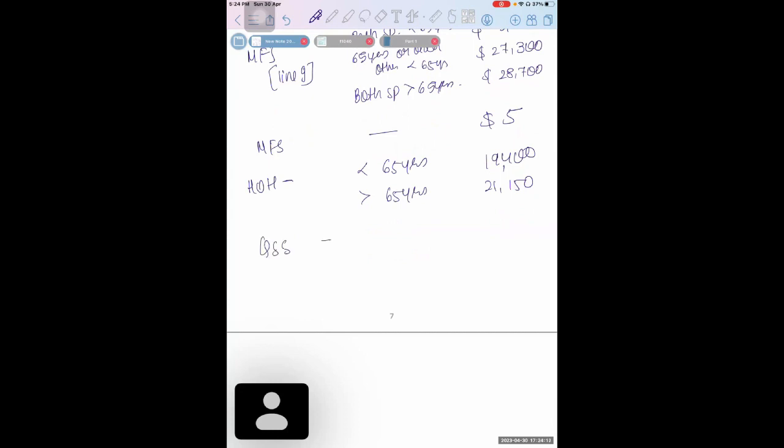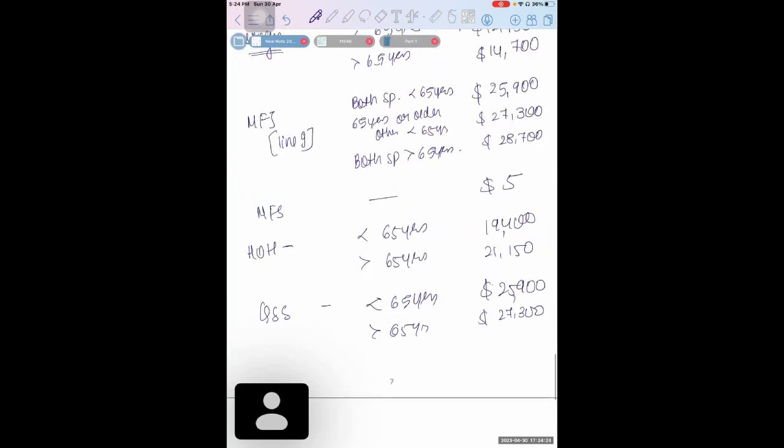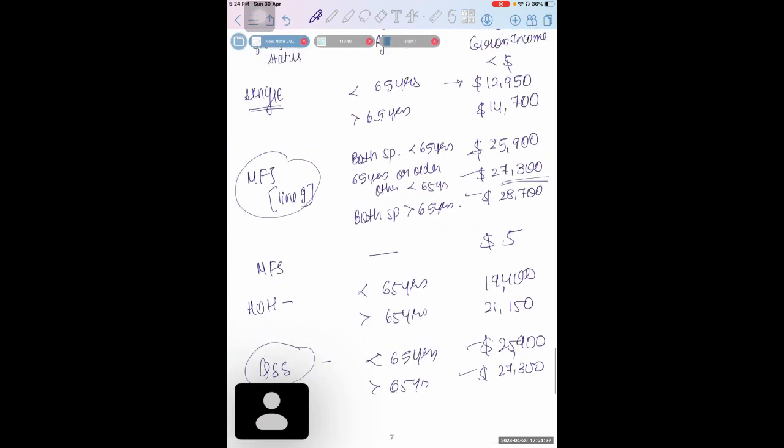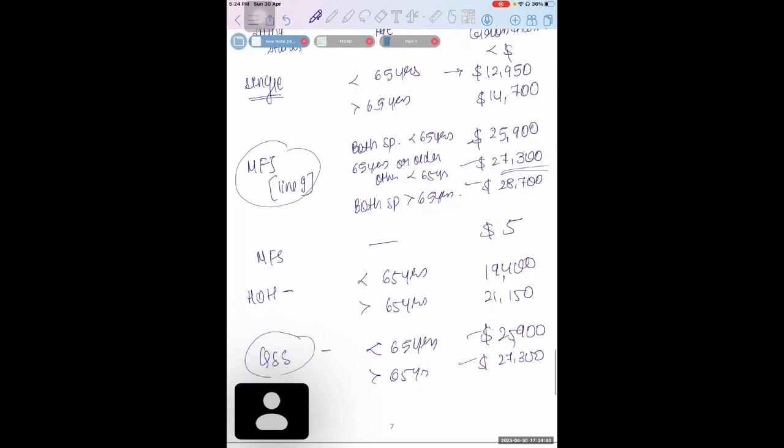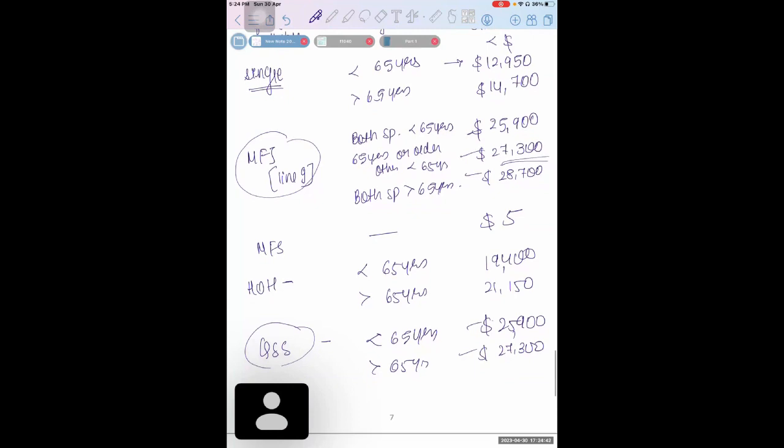Next is qualifying surviving spouse, up to 65 years and more than 65 years. See, the amount for qualifying surviving spouse is the same as MFJ. So MFJ and qualifying surviving spouse both have the same limits. If it's up to 65 years, 25,900; more than 65, then it is 27,300. So the highest benefit is for MFJ and QSS, and apart from that, the second highest benefit is for HOH. So now you can plan accordingly for your clients.